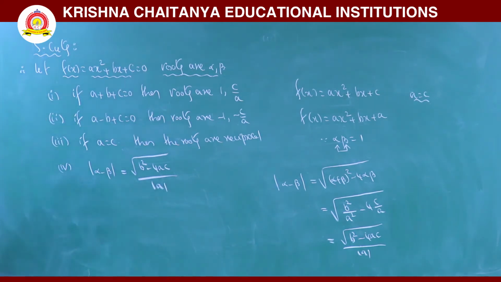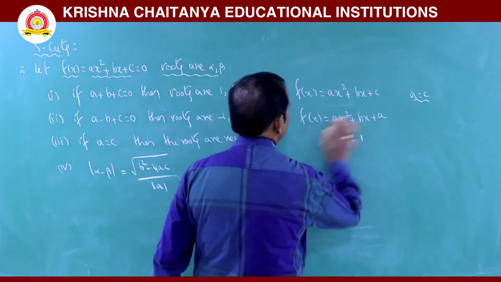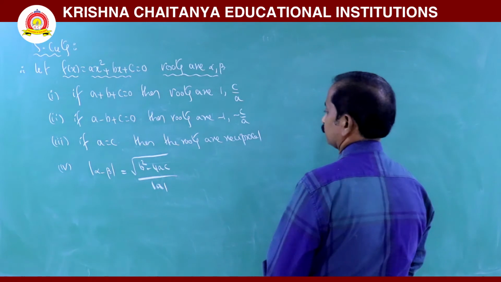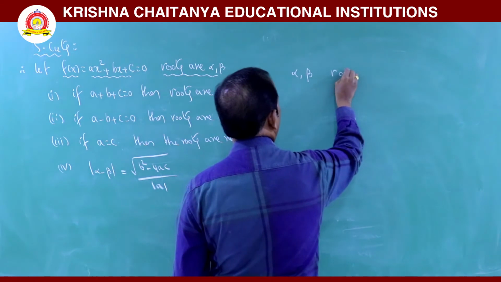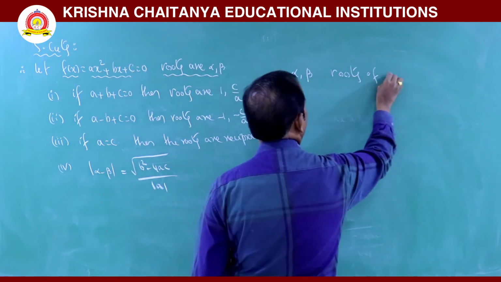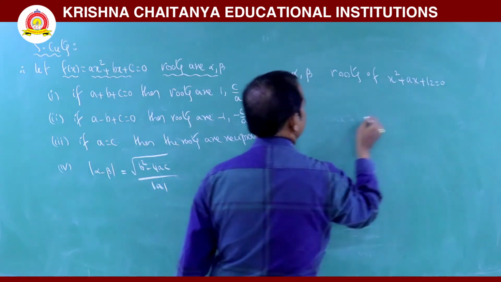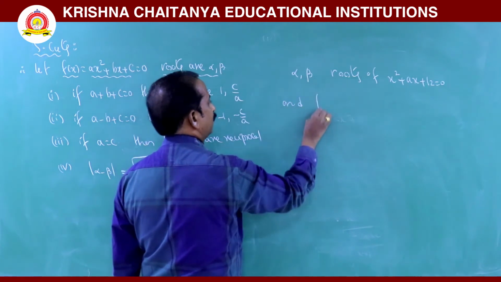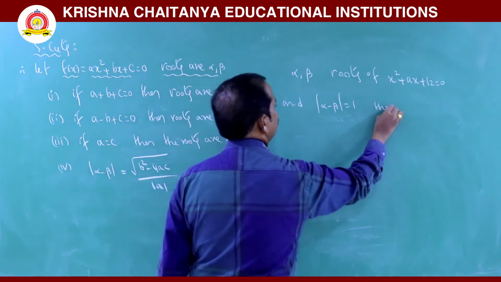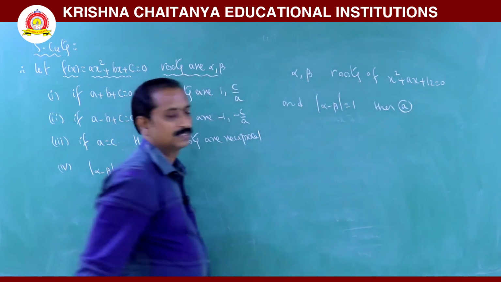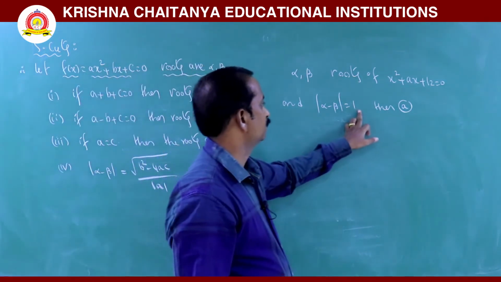For the respective question, consider one example. What is the example? If alpha comma beta are the roots of x square plus ax plus 12 is equal to 0 and modulus of alpha minus beta is equal to 1, then find the value of a. Now observe, here modulus of alpha minus beta is equal to 1.